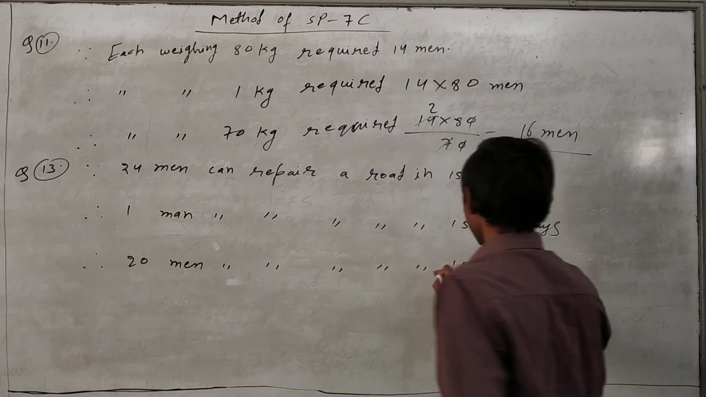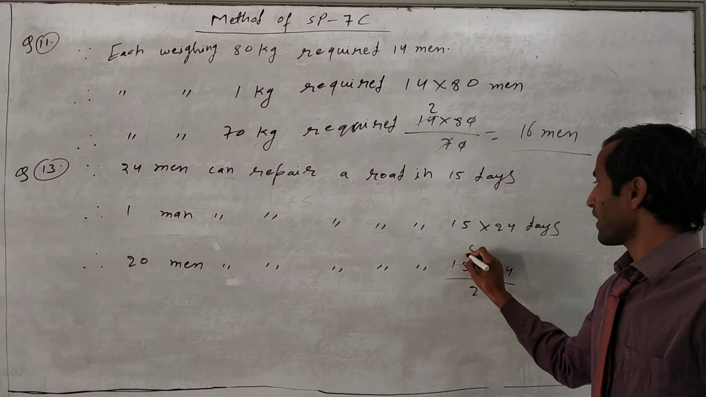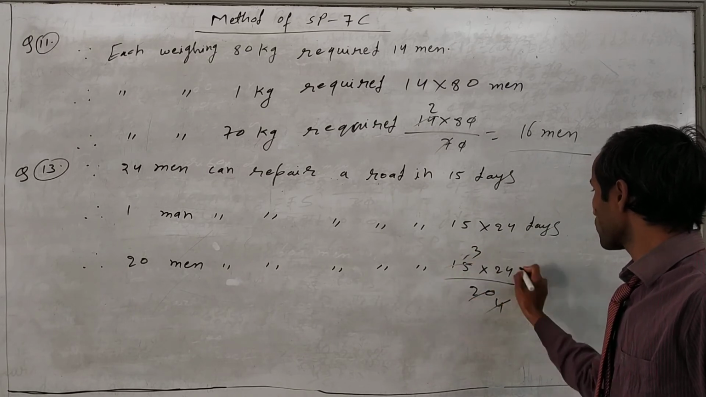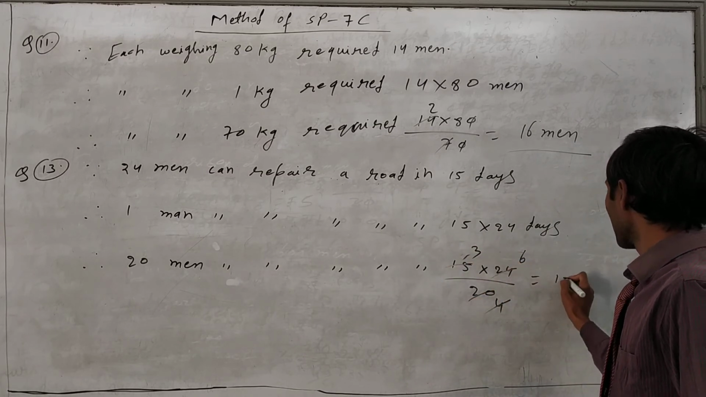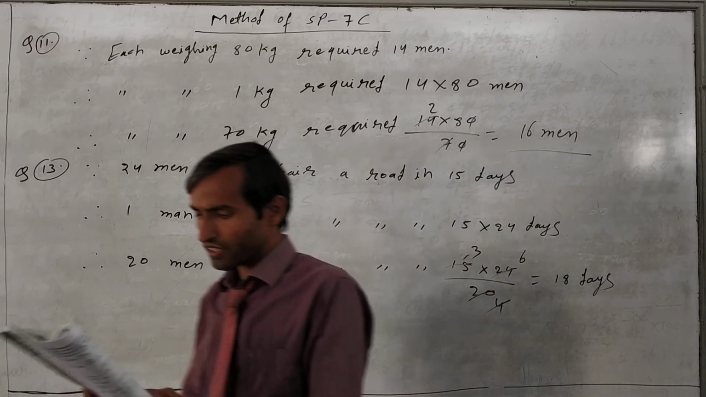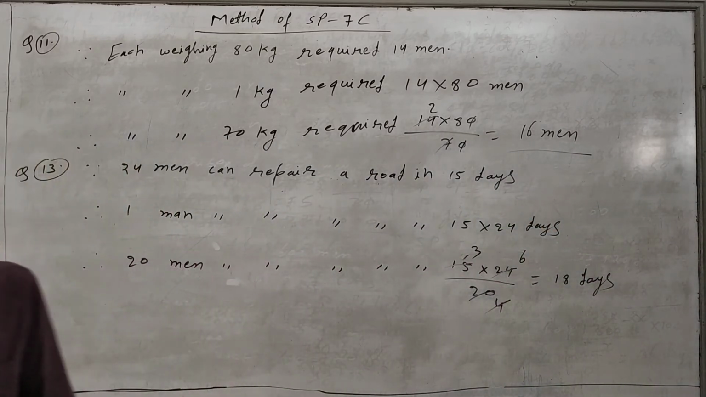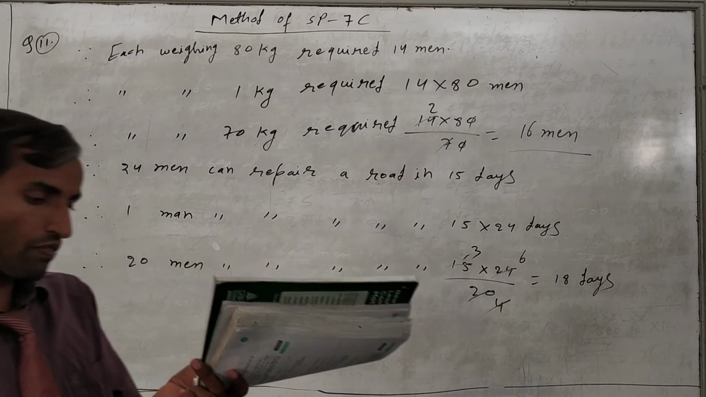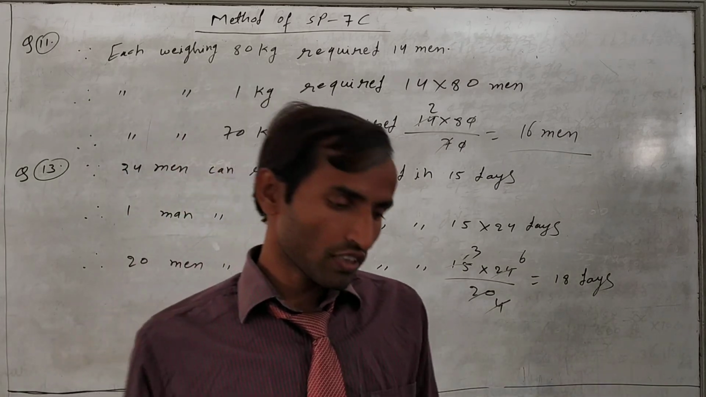Now we will cancel out here. So 5 threes are 15 and 5 fours are 20. Now 6 threes are 18. So it will take 18 days. If 20 men work together, then it will take 18 days. Okay, so question 13 is completed. Now we have to do question number 15. Question 14, just try yourself.